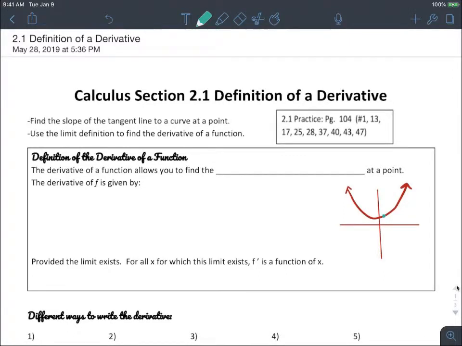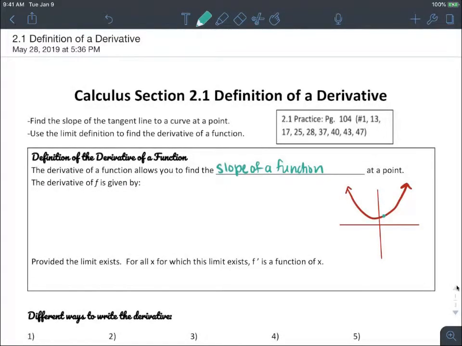Okay, so we're going to look at calculus, a definition of a derivative. First we're going to look at the definition of a derivative for an entire function. What a derivative is, it allows us to see the slope of the function at a point, at a single point, which is weird because how can you find the slope of a function with just one point?